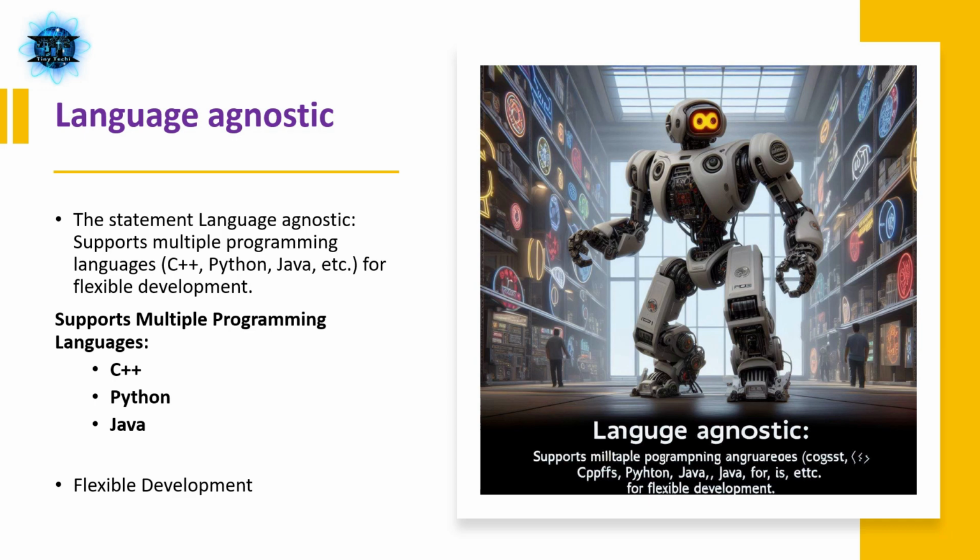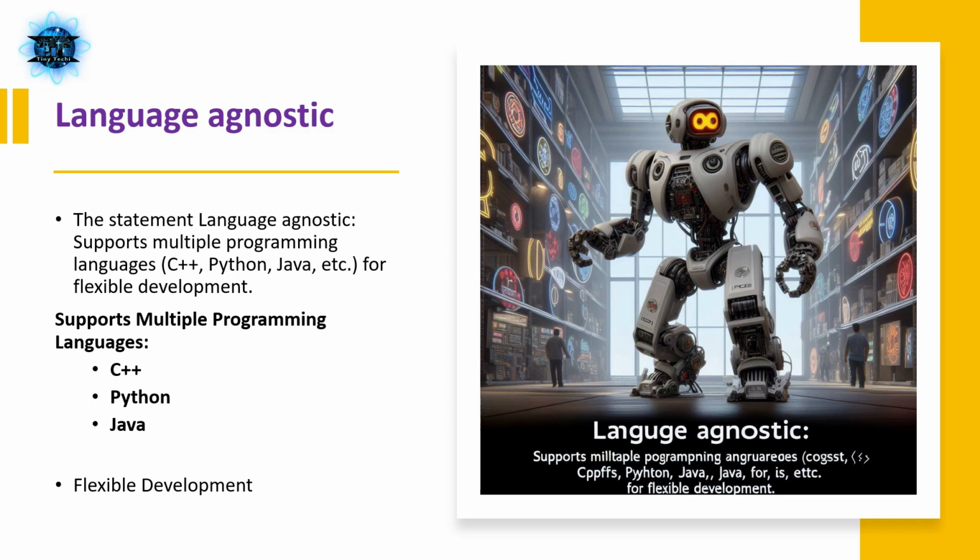And what is flexible development here? ROS2 lets developers pick the best language for the job. If something needs to be quick, use C++. If it's about trying out new ideas fast, use Python. This flexibility makes it easier for different teams with different language preferences to work together.